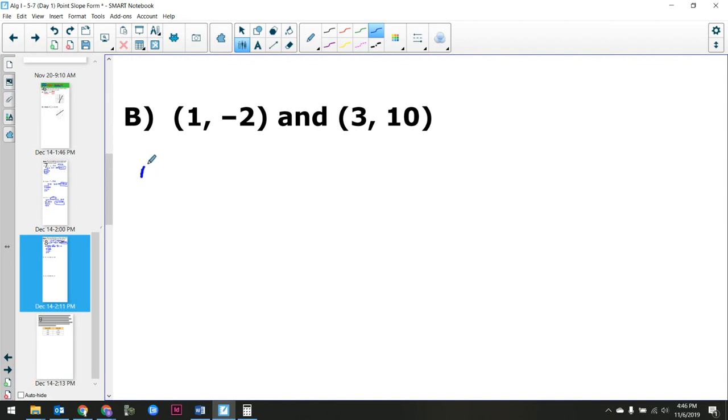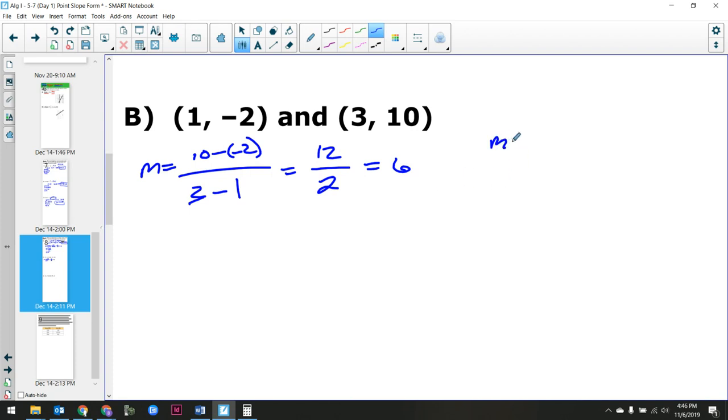Okay, so first thing I've got to do is find the slope, right? y2 minus y1 over x2 minus x1. 10 minus negative 2 was a plus 2, so 12. 3 minus 1 is 2. So my slope is 6. M is 6. B, I don't know.